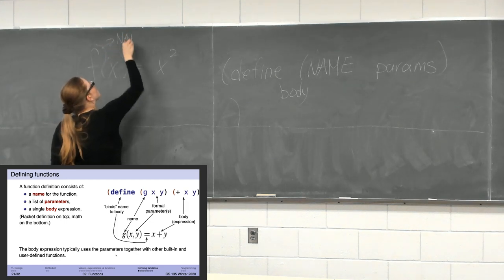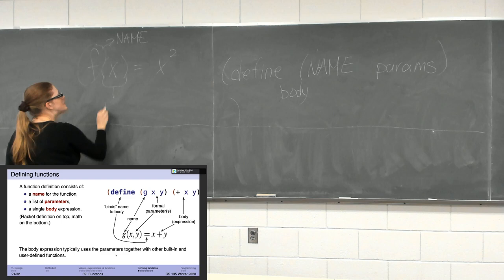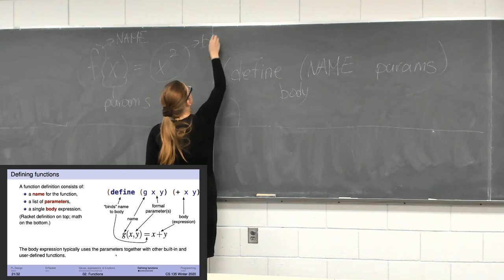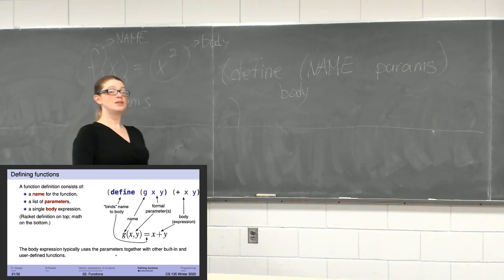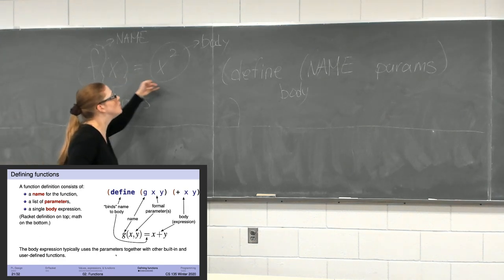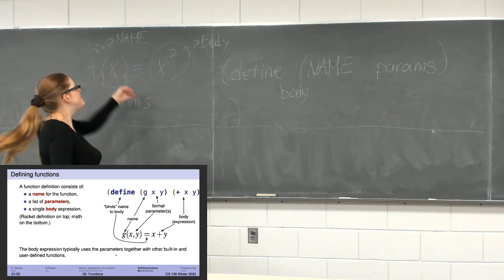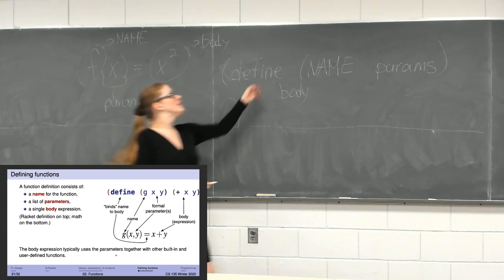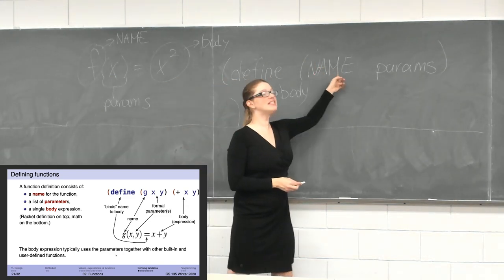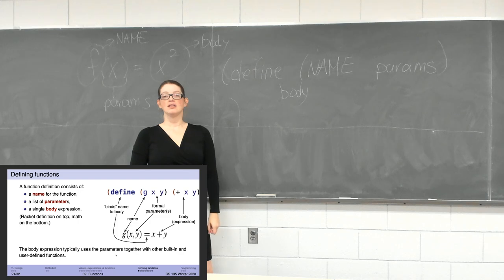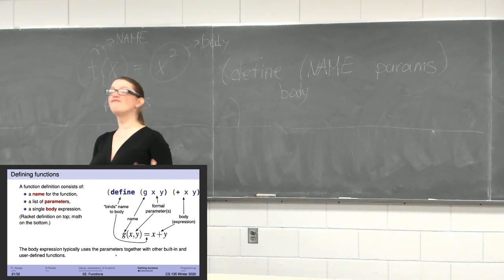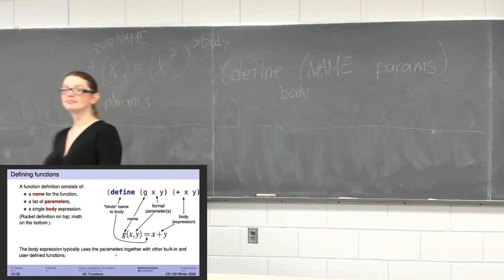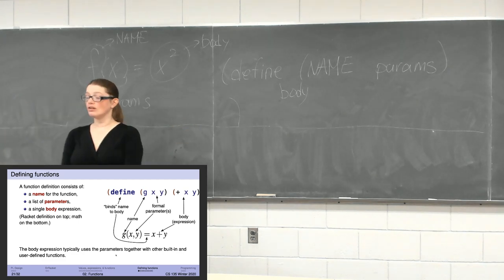Here's the name. This is the parameters. This is the body. What about the equals? Well, does f of x equals x squared not tell us that the name f is bound to the expression x squared? Define is binding this name to this expression. I am defining a function with name this, taking these parameters to this expression. And you can create all kinds of functions.